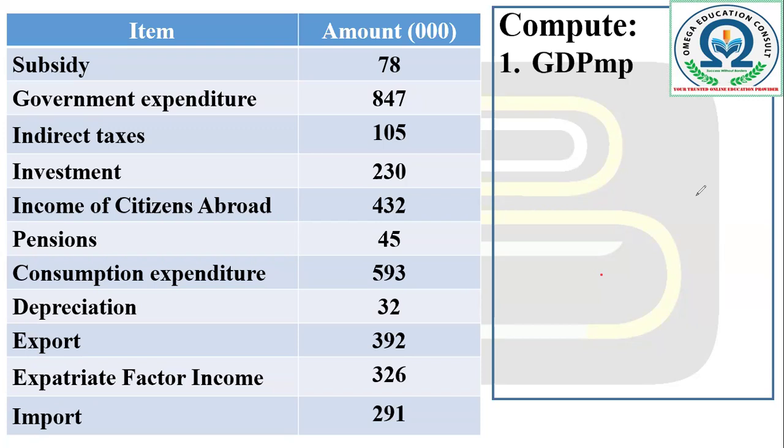Awesome work done. So we are computing GDP NP. We write the formula: GDP NP is equal to consumption expenditure plus investment expenditure plus government expenditure plus exports, and finally minus imports. So that is the formula for computing GDP NP.